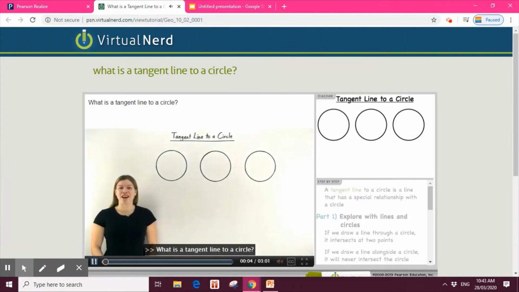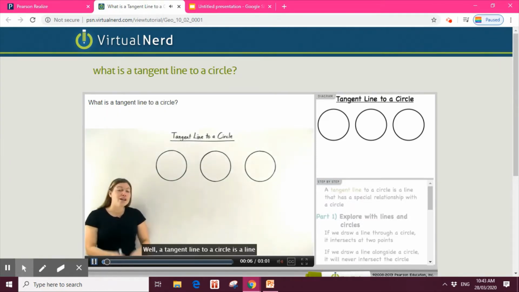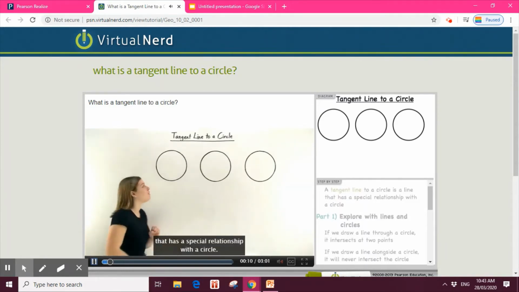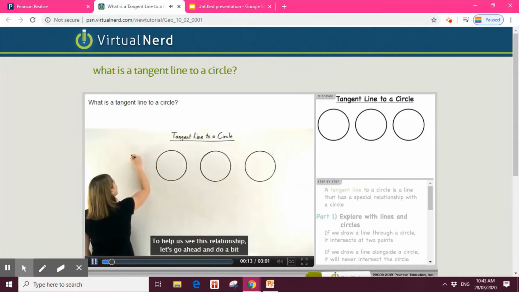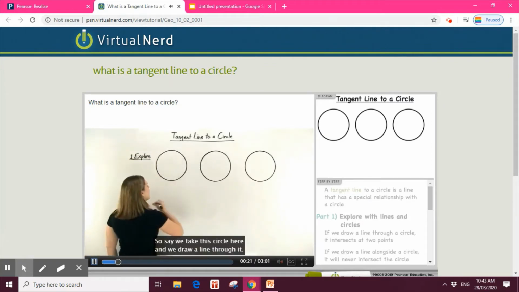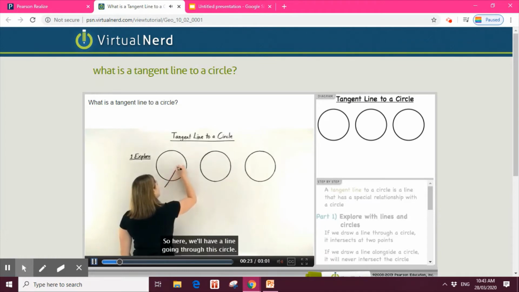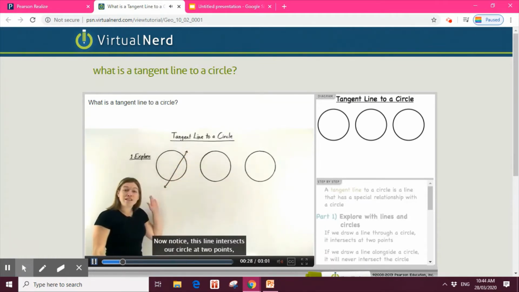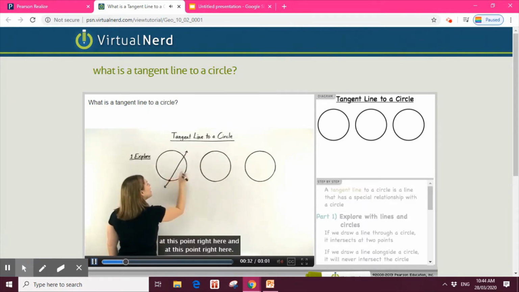What is a tangent line to a circle? Well, a tangent line to a circle is a line that has a special relationship with a circle. To help us see this relationship, let's go ahead and do a bit of exploring with lines and circles. So say we take this circle here and we draw a line through it. So here, we'll have a line going through this circle. Now notice, this line intersects our circle at 2 points. At this point right here, and at this point right here.